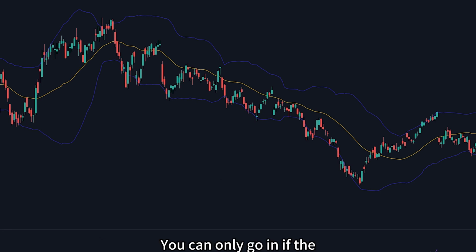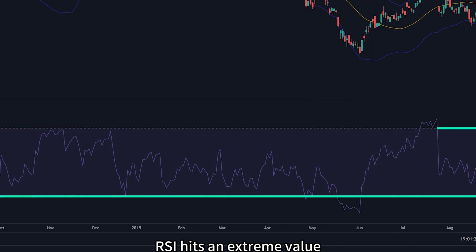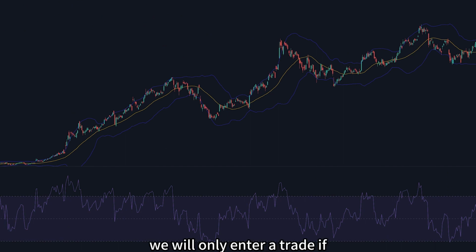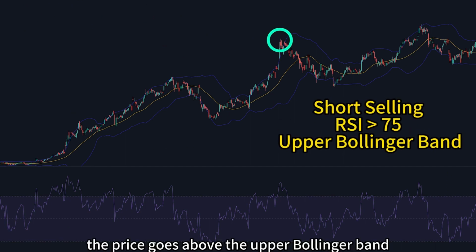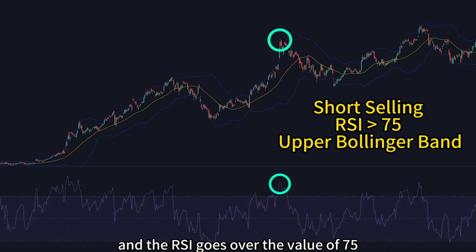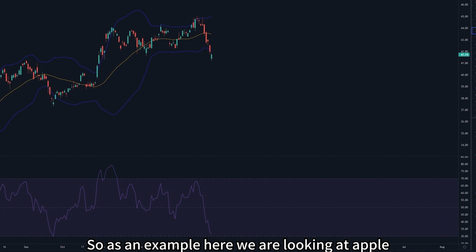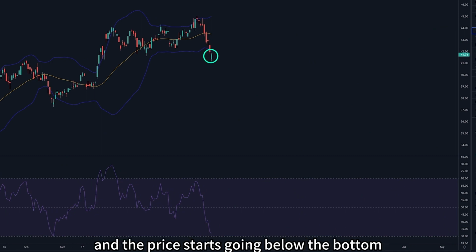You can only enter if the RSI hits an extreme value, meaning we can only enter a long trade if the price moves below the lower Bollinger Band and the RSI goes below 25. For short selling, we will only enter a trade if the price goes above the upper Bollinger Band and the RSI goes above a value of 75.